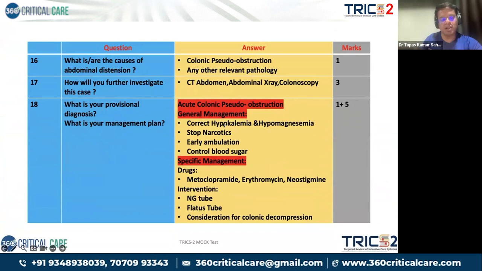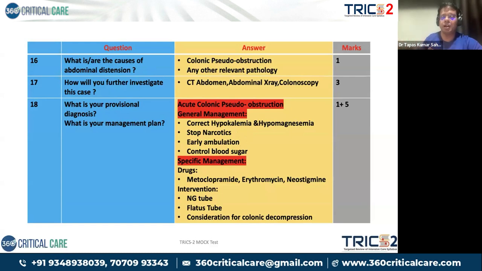What is your management plan? Again, as we have already told, the management plan would be general management, specific management, and some things that are specific to Ogilvie syndrome. In the general management, correct the hypokalemia and hypomagnesemia, stop narcotics because the patient is on pain medication for the acute compartment syndrome. Definitely you have used tramadol, fentanyl, some of the opioids. So that is also one of the etiologies for your colonic pseudo obstruction. Now, start ambulating the patient early, control the blood sugar. This is the general management.